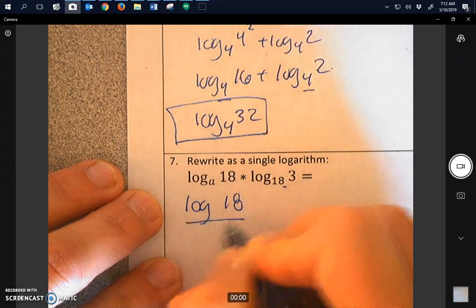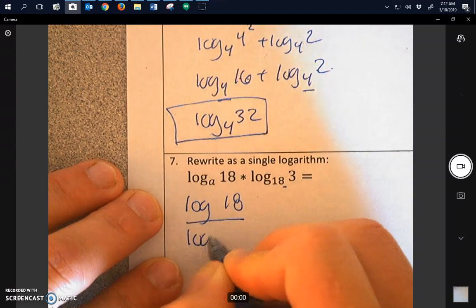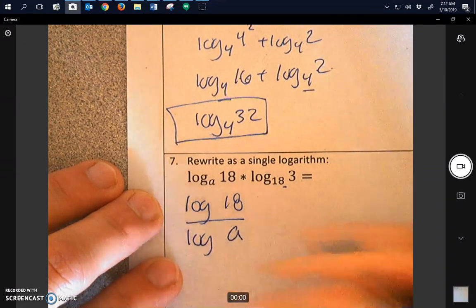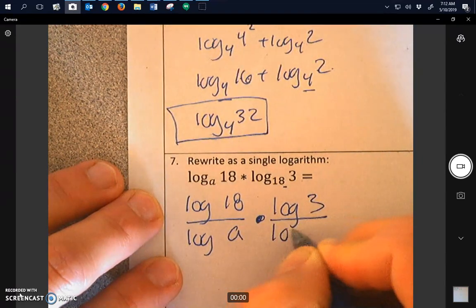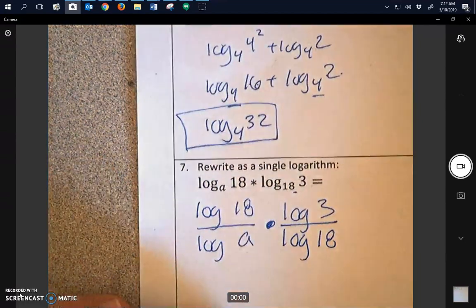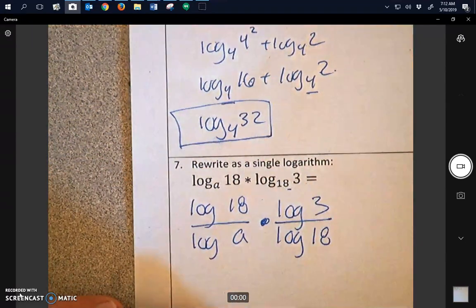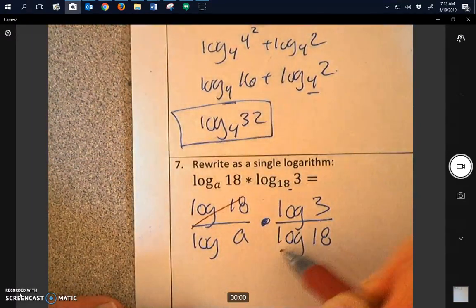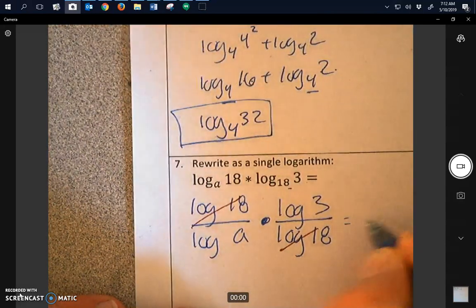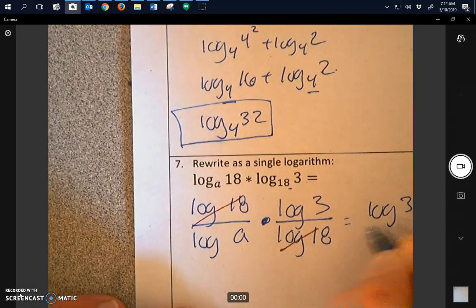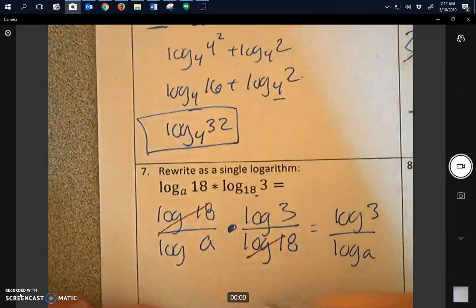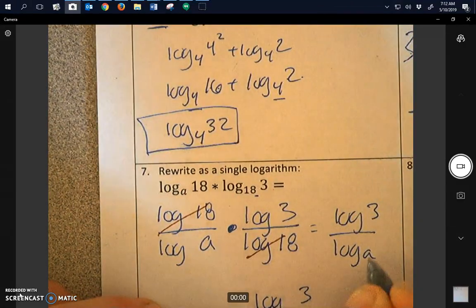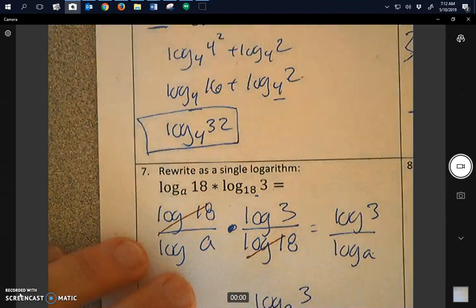So log of 18 with base 10 over log of a with base 10 times log 3 over log 18. Well, these log 18s cancel out. We're left with log 3 over log a. We'll use the change of base rule. We can rewrite this as log base a of 3. Our denominator becomes our base, and that's our answer right there.